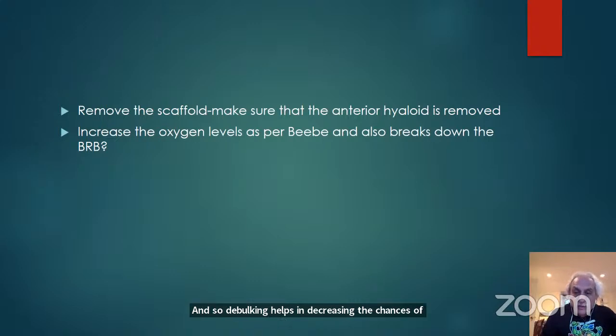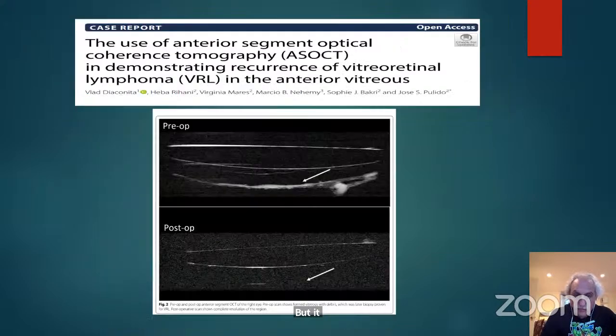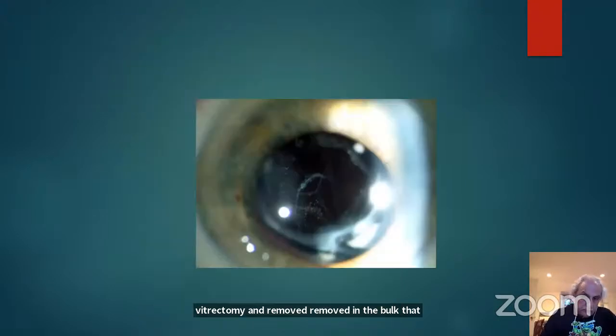And when you do that, it's very important to remove the anterior hyaloid as best as possible. Now, that's a lot harder to do in a phakic eye, and I understand that, but it is important to look at this carefully. And here's a case where the patient had lymphoma cells growing in the anterior hyaloid, and we repeated a vitrectomy and removed and debulked that anterior hyaloid Berger space.